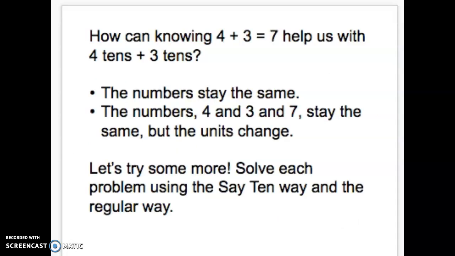How can knowing 4 plus 3 equals 7 help us with 4 tens plus 3 tens? Think about that for just a second. The numbers stay the same. 4, 3, and 7, they stay the same, but the units change. Instead of having 4 ones plus 3 ones equals 7 ones, we now have 4 tens plus 3 tens equals 7 tens. All right, let's try some more. Solve each problem using the say 10 way and the regular way.